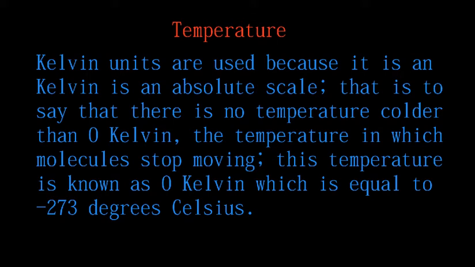So on the Celsius scale, 0 degrees Celsius, which is the freezing point of water, converts into 273 Kelvin units. That's because at absolute zero, where the molecules have totally stopped moving, the temperature in degrees Celsius is minus 273 degrees Celsius. So there's a simple conversion between Celsius and Kelvin, or Kelvin and Celsius.